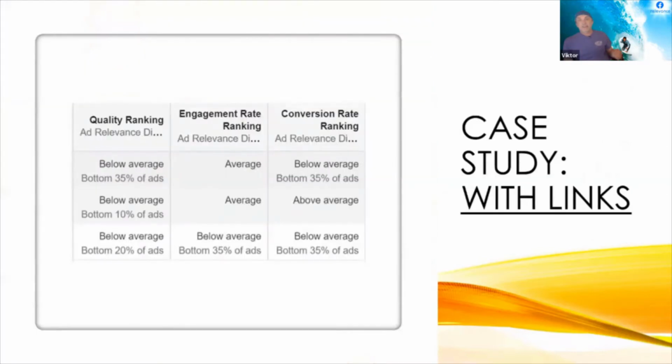Here's a case study with links. My quality rating: below average, below average, below average. Engagement rating: average, average, average, below average. My conversion rate: below average, above average, and below average. Now, this is actually an ad that is right now making us money, but this is at the end of what we call a campaign.